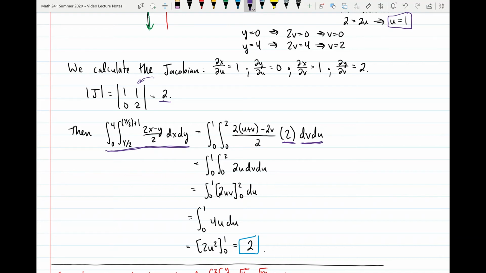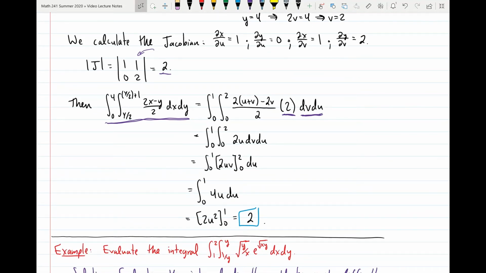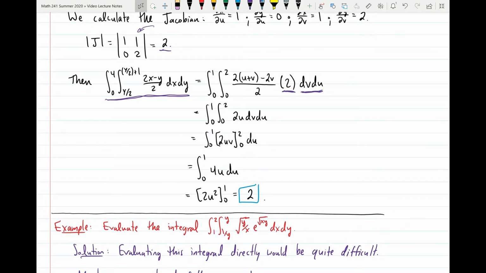And so ultimately we get the integral from 0 to 1 of the integral from 0 to 2 of 2 times u plus v minus 2v over 2 times 2 dv du. So this is another way to write the integral now using our coordinate transformation, and now we can just evaluate this integral here. So it ends up being the integral from 0 to 1 of the integral from 0 to 2 of 2 times u dv du.